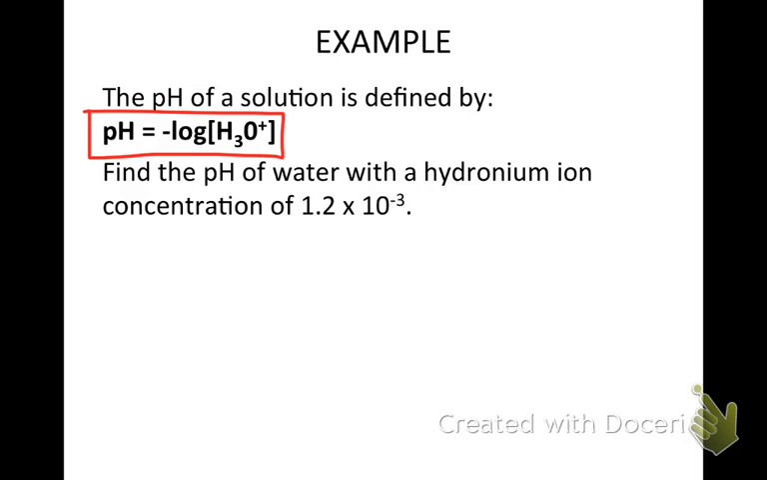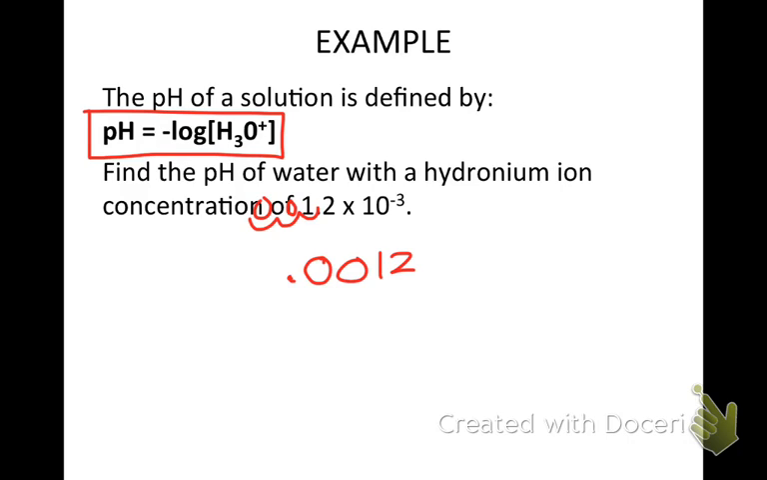So find the pH of the water with a hydronium ion concentration of 1.2 times 10 to the negative third power. Well, what does this look like as a number? How many zeros in front? So 1, 2, 3 means we have 2 zeros, right? So 0.0012.